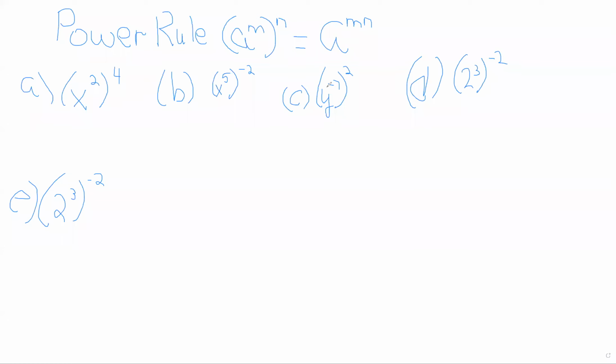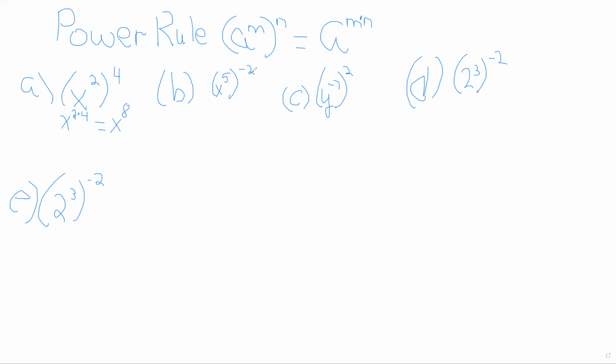Applying the power rule is simply where we will take a to the m, raise it to the n, and we will multiply those exponents. So in model A, x squared raised to the fourth power, notice it's raised to a power. So we will solve that by showing 2 times 4 for the power rule. Once we apply the power rule, that gives us the result of x to the 8th. That is how we apply the power rule.